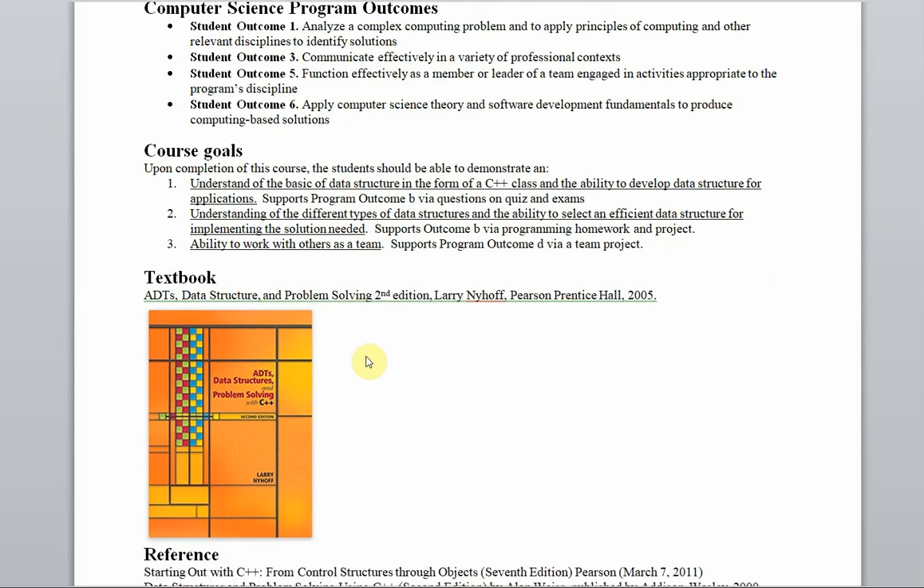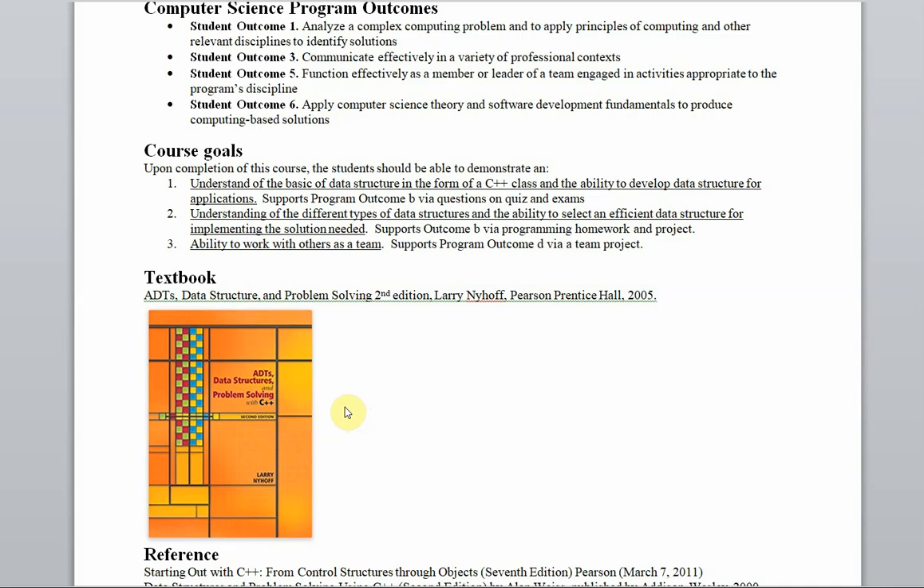The textbook is this one. This book is called ADTs, Data Structures and Problem Solving, 2nd edition. It is a little bit old, but it's actually a very good reference book. And another good thing about an older book is that it's not going to cost as much as the newer book. Most of the contents that we want to see are still the same these days.